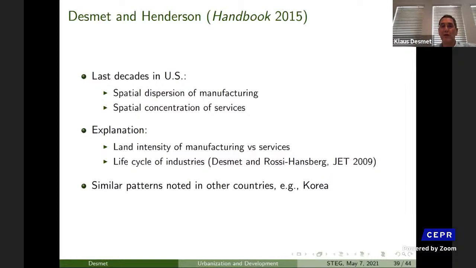And that's a similar pattern. We looked at this in the US and we've looked at this in Europe. Other people have looked at this in other countries. For example, in Korea, that's something that's very well documented. When industrialization happened in Korea, Seoul was the main manufacturing center. In the last decades, that's no longer true. What we've seen is industry moving out of Seoul into other areas.